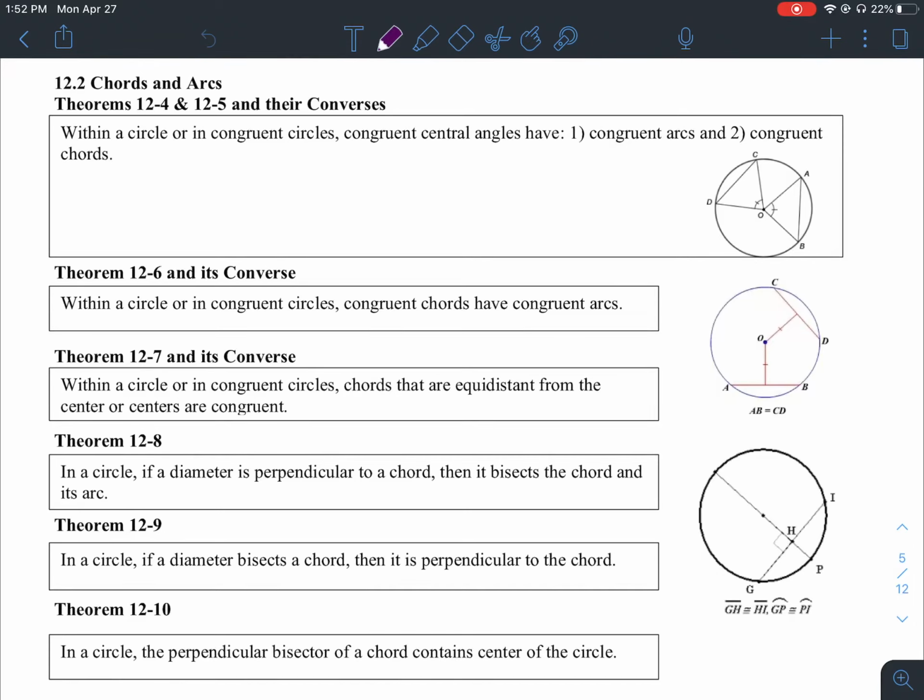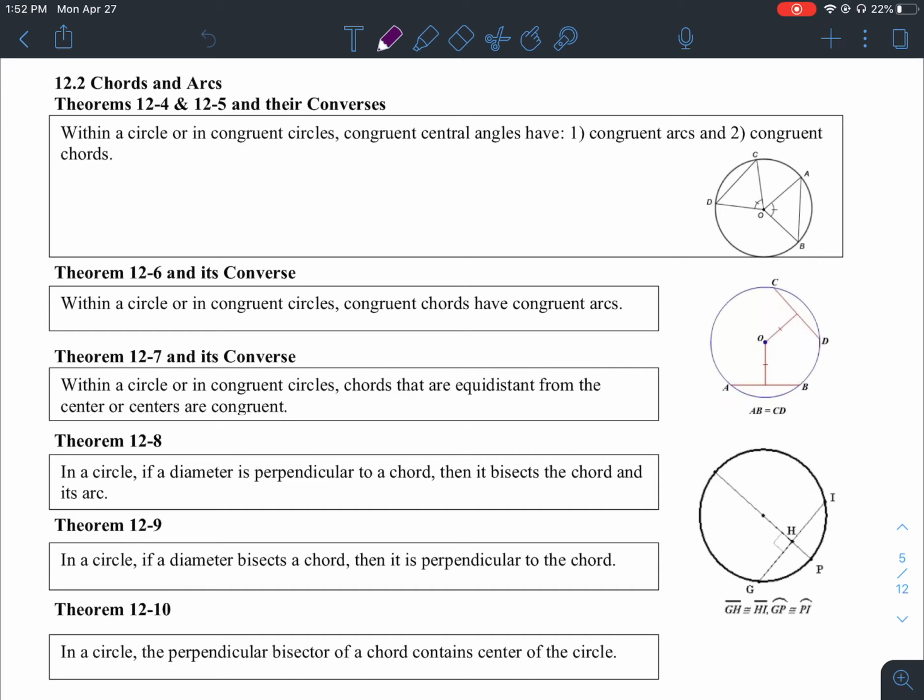Today we're going to be discussing section 12.2, which is all about chords and arcs. So we're going to start by looking at a lot of our theorems. We're going to take down quite a bit of theorems and their converses today. We're just going to start by writing a bunch of them down, and then we're going to do some practice problems with them.